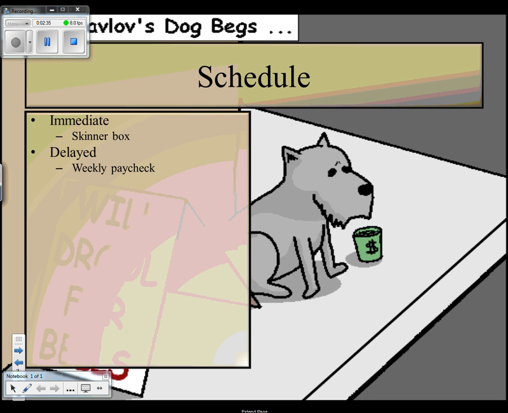The second is a delayed one. The example I give is like a weekly paycheck. So you get paid not for your actual behavior at the time of the behavior. You get paid at the end for what you've done. Now this creates problems. Why? If we're going to have a test in 2 weeks, good, so you don't get the immediate benefits, so you don't necessarily associate it with it.